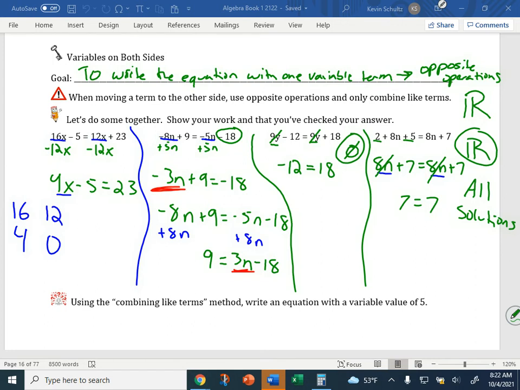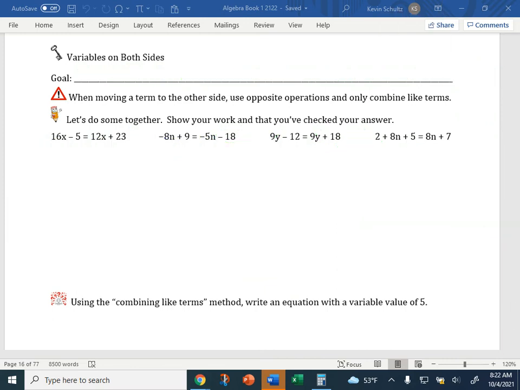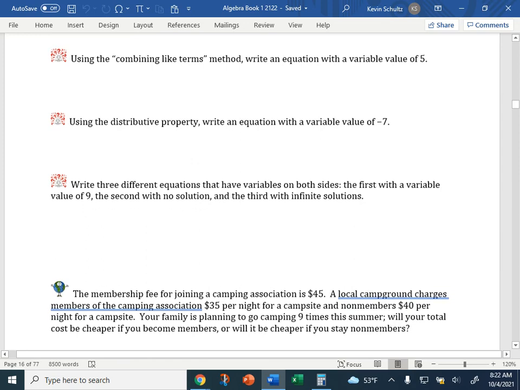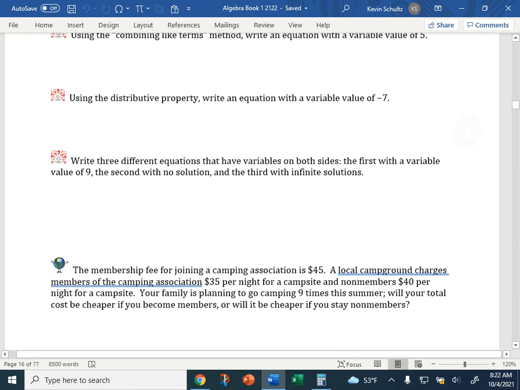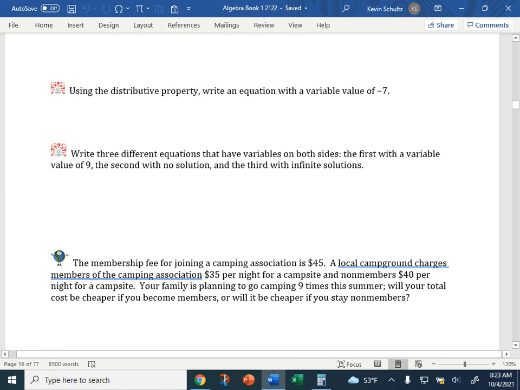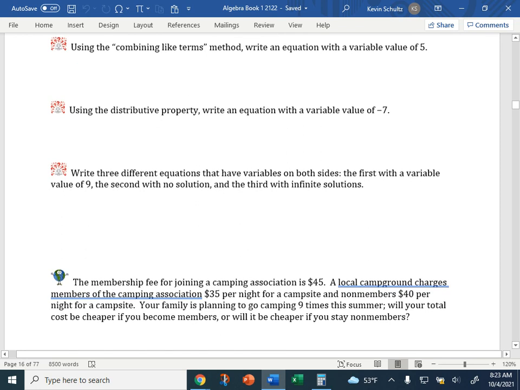But questions on this? Okay, your opportunity for the number game, which is what I'm going to call homework from now on, because it sounds so much more positive. Your opportunity for the number game. Using the combining like terms method, write an equation with a variable value of 5. What I mean by that, which means you can't use the example I'm going to put up on the board, but combining like terms means that I've got two variable terms, right?